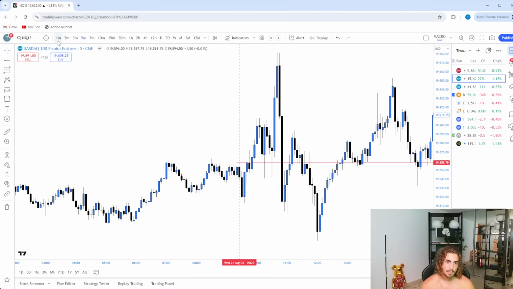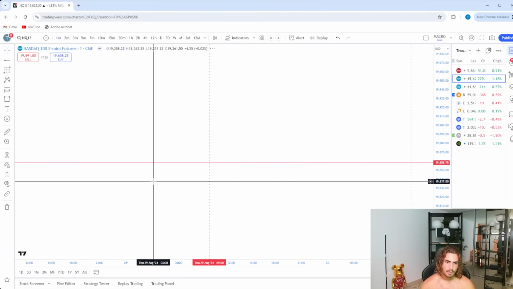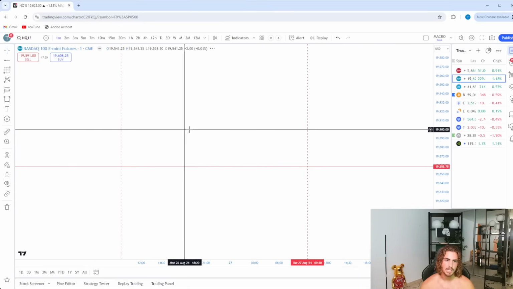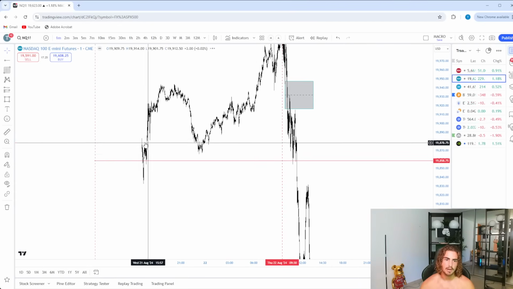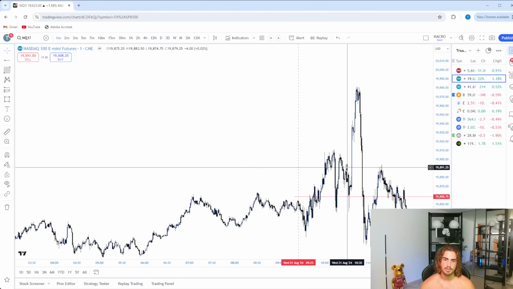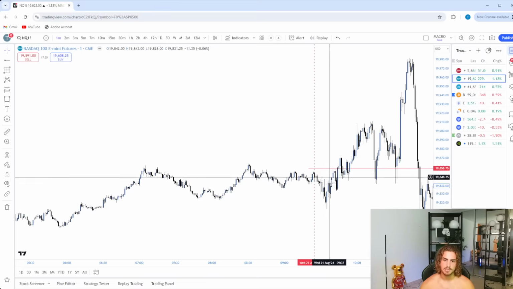Yes, some people, and I think me included, because I don't be taking trades off the seek and destroy shit. I be taking these trades.